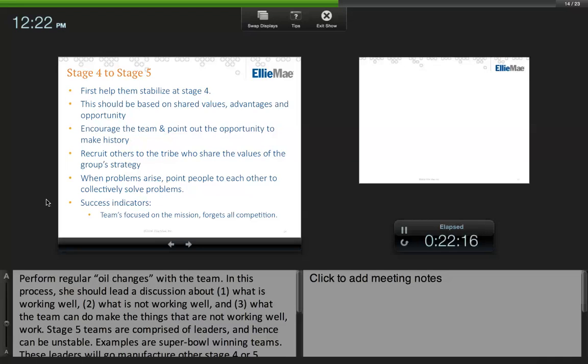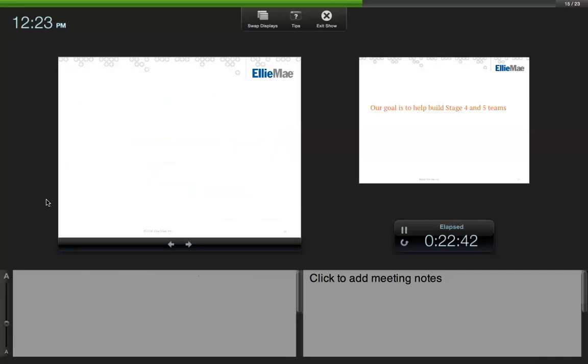By the way, one of the critical things is you need a constant oil check to this process. A stage 4 or a stage 5 team, they need to do a health check on, hey, what's working well? What doesn't work well? Without that, sometimes the problems just get pushed under the rug. So it's critical for teams to do that self-check on what needs to happen to continue performing well.